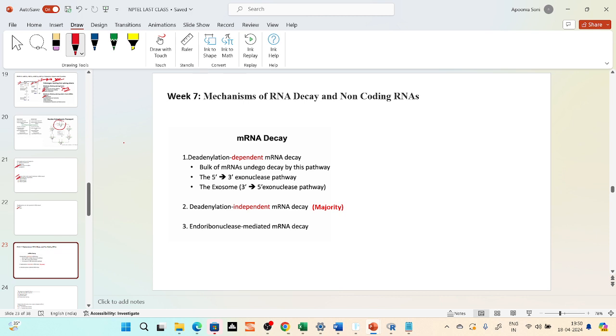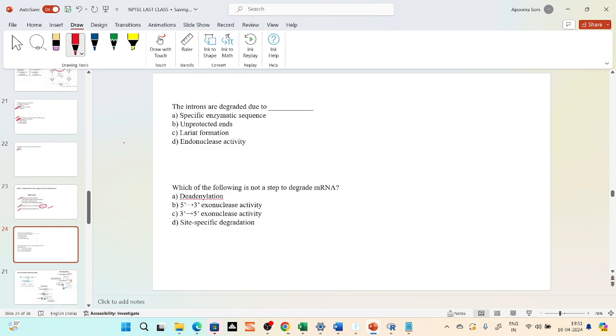Then we came to the mechanisms of mRNA decay. There are three different mechanisms by which mRNA decay can take place: deadenylation dependent mRNA decay, deadenylation independent mRNA decay, and endoribonuclease mediated decay. That means in the first, deadenylation takes place first and then mRNA is decayed. Here, no deadenylation takes place, and this is the majority that takes place.